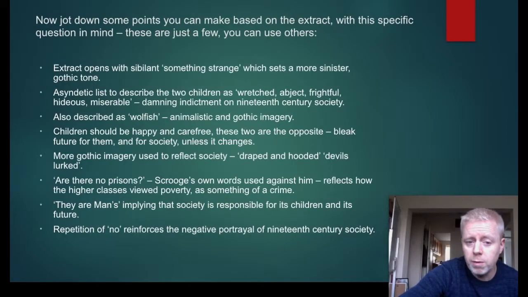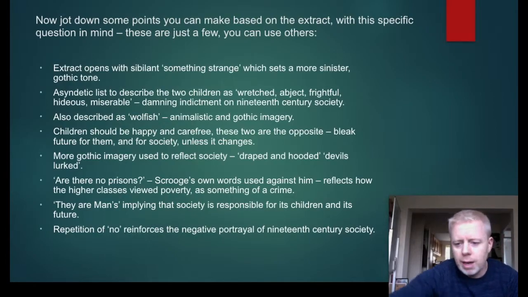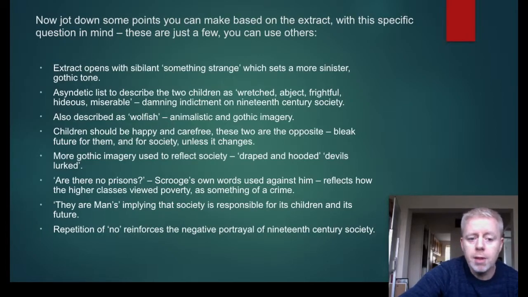They're also described as wolfish, so animalistic, and Gothic imagery. Children should be happy and carefree. These two are the opposite. Bleak future for them and for society unless it changes, which is the underlying message behind the whole story. More Gothic imagery used to reflect society: draped and hooded, devils lurked. Draped and hooded could be the Grim Reaper coming to claim its victims. "Are there no prisons?"